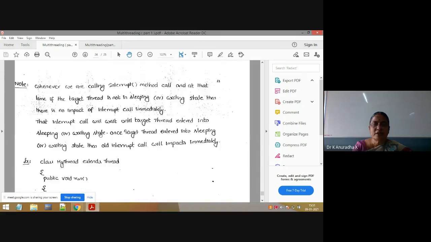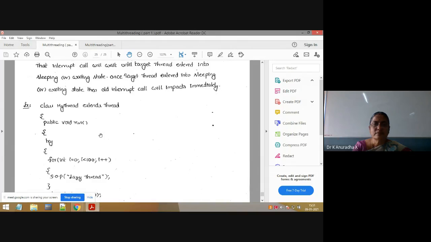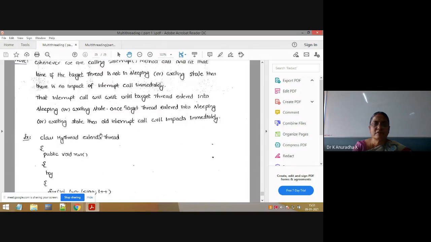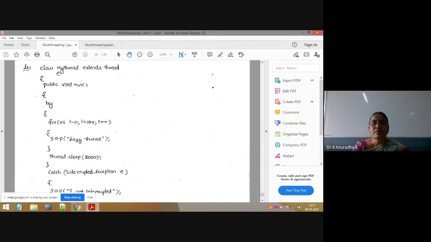In the same way, I have written one more program for the interrupt method. This is the child thread. Here, inside the for loop, I have written System.out.println lazy thread, but Thread.sleep I have written outside the for loop. See the difference between the previous program and this program.